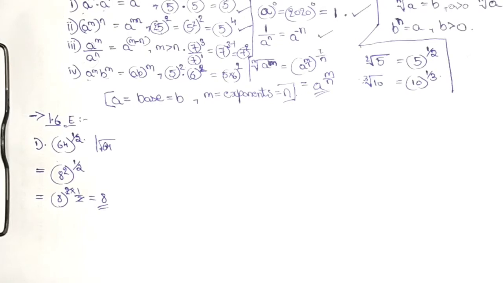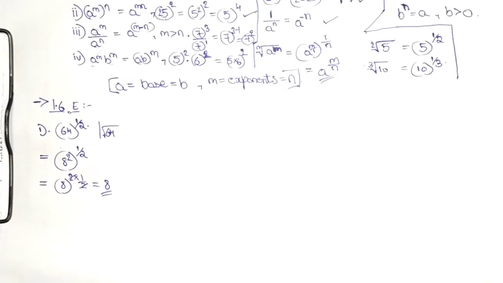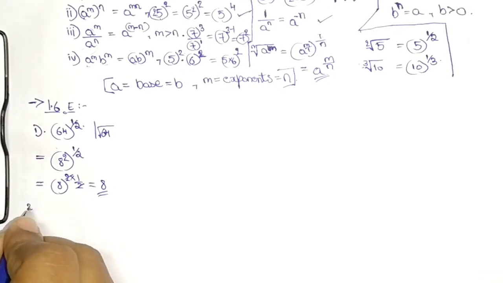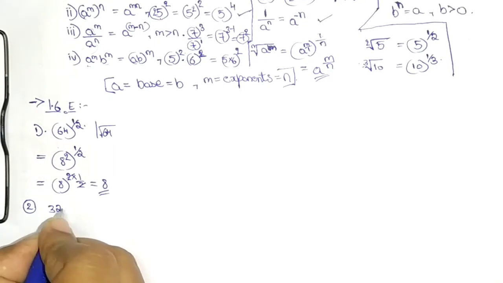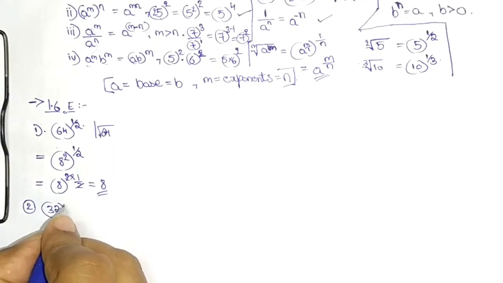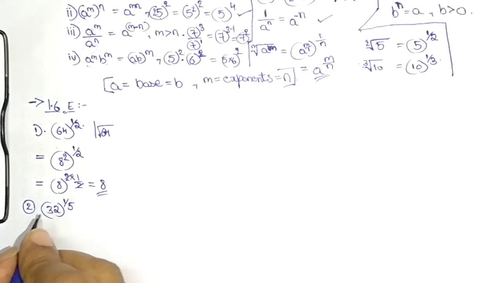Now going to the second problem of the same main. In the second problem, let us take a question. The question is something like 32 to the power of 1 by 5.